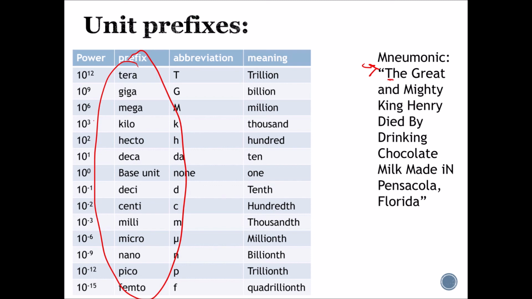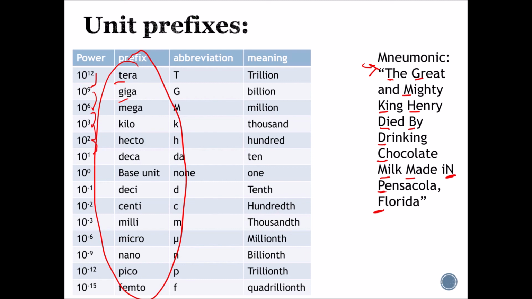T is for Tera, great, giga, M is for mega, kilo, hecto, deca, base unit, deci, centi, milli, micro, this one's tricky, nano, it's not the first letter, it's the second one, pico, and femto. Notice that the powers jump by 3 and then only by 1.